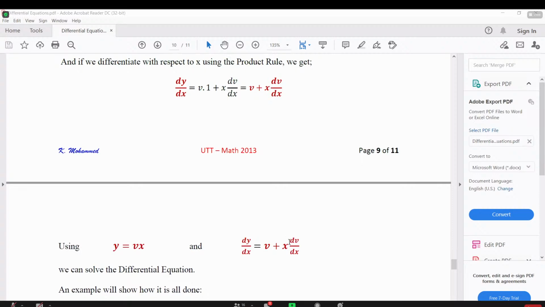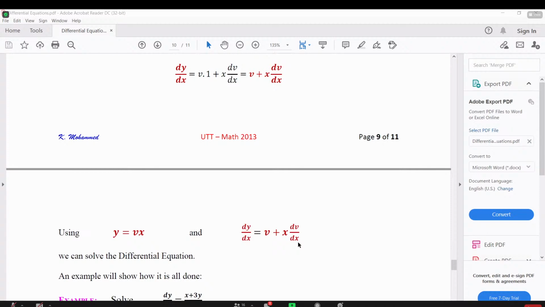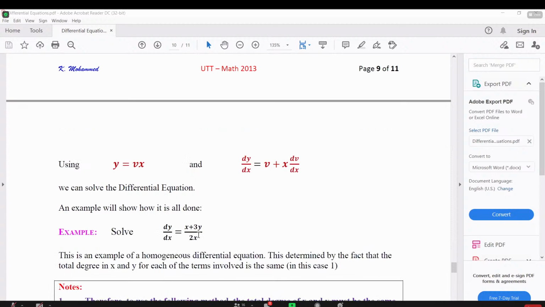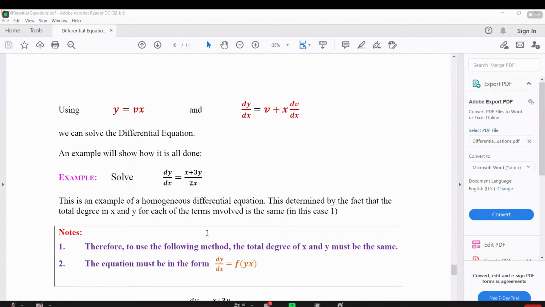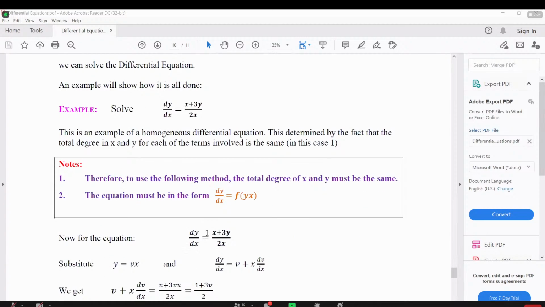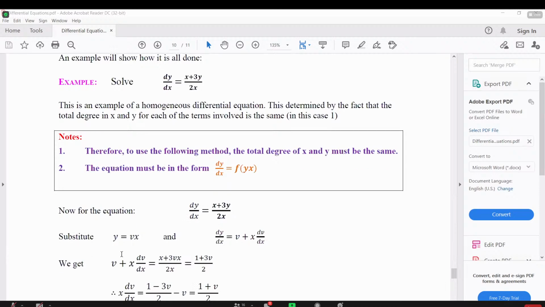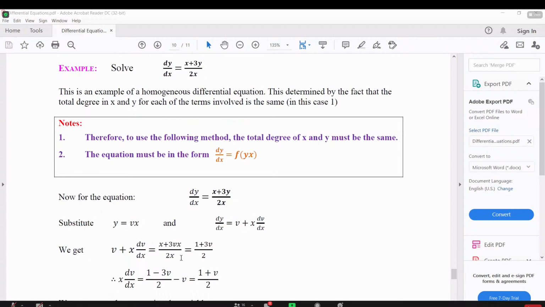All right? So this is the line that is what we want. So the trick is, on the right-hand side, wherever there is a y, we are going to put vx, and we are going to replace the left-hand side with v plus x dv/dx, all right? And those would be in our examples. So now for this equation here, the left-hand side becomes v plus x dv/dx, and the right-hand side becomes x plus 3 multiplied by vx. In this case, we could have used brackets, but it's 3 multiplied by, so it's not a problem.